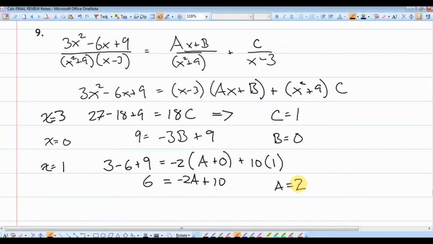Any questions with 9? Again, the ones that you're actually going to get are going to be a little bit more straightforward than this, okay?